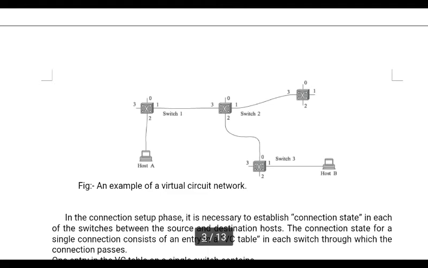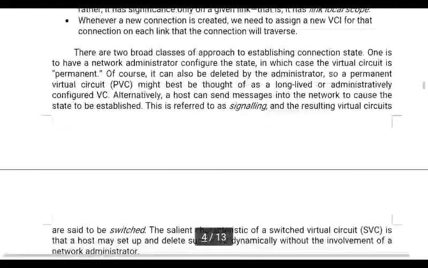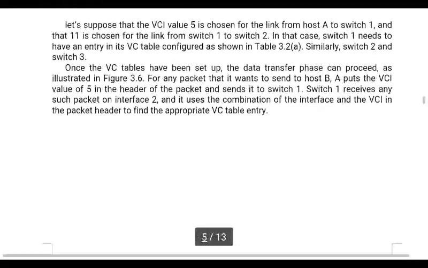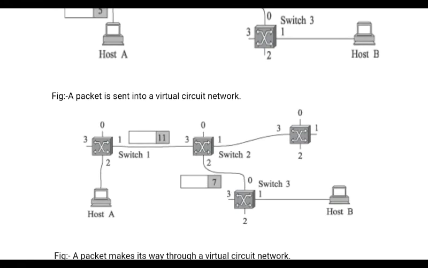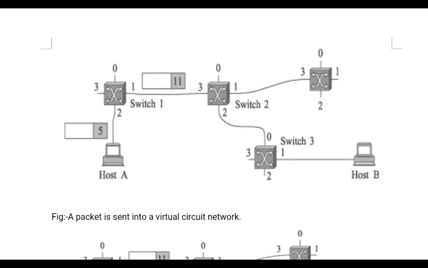So that is an example of a virtual circuit network. Here we are going to see this particular diagram. Okay, so this is the diagram. We are going to explain it now. Imagine that host A wanted to send a packet to host B.